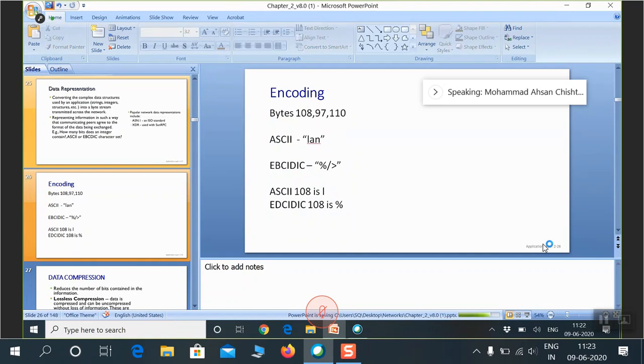And the representation problem that we have here with respect to data representation is that you have to ensure that this file reads the same on any system. If I have sent it as LAN, on your system, this should not come as percentage, forward slash and greater than sign. The bits are same. The zeros and ones won't change. It's just that our interpretation changes. So this is where the presentation layer would help.